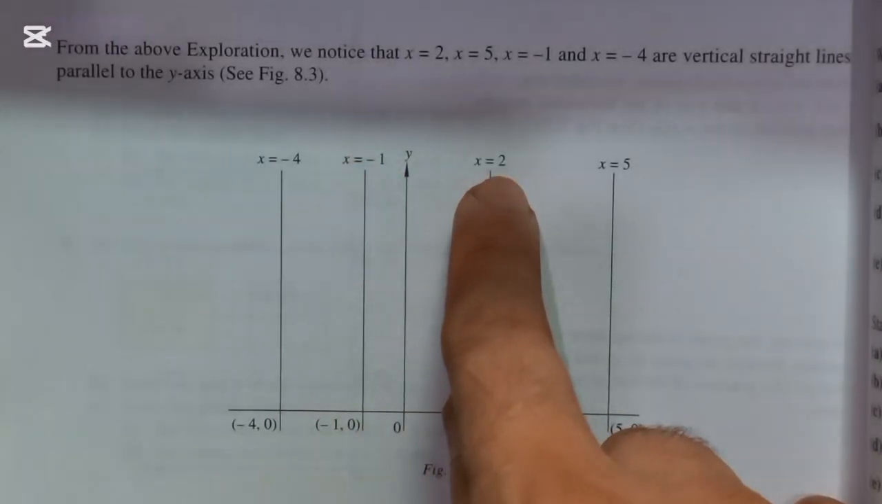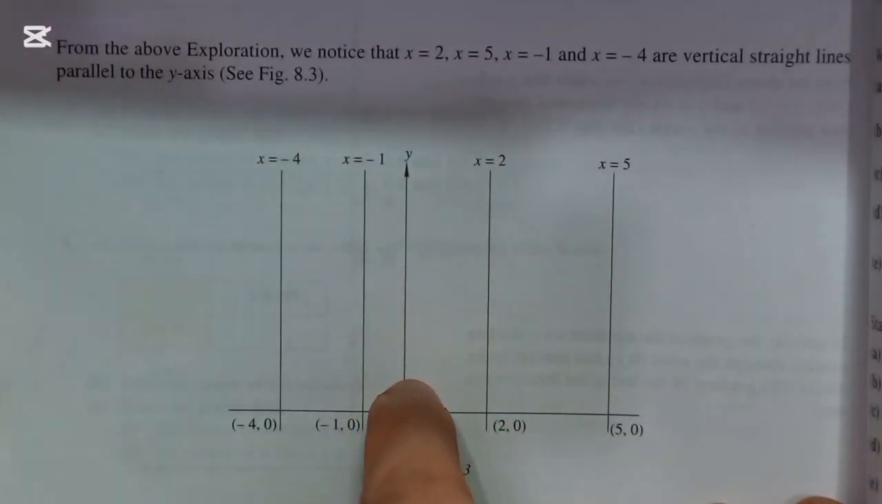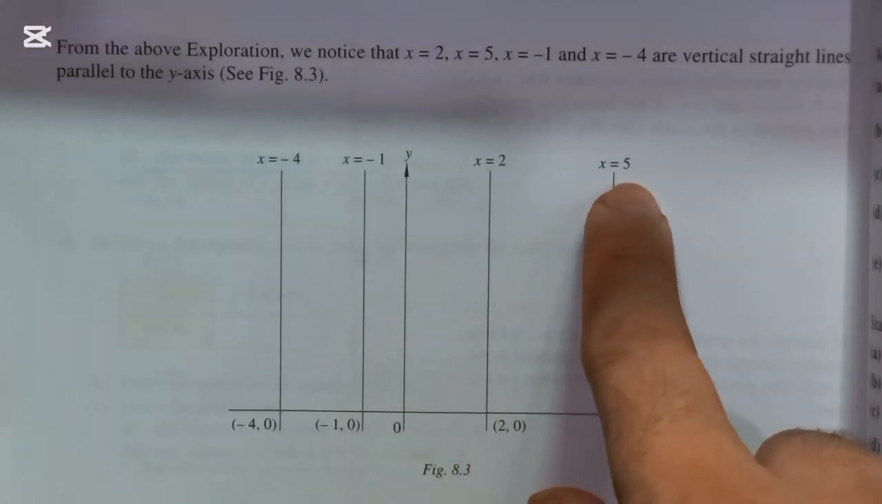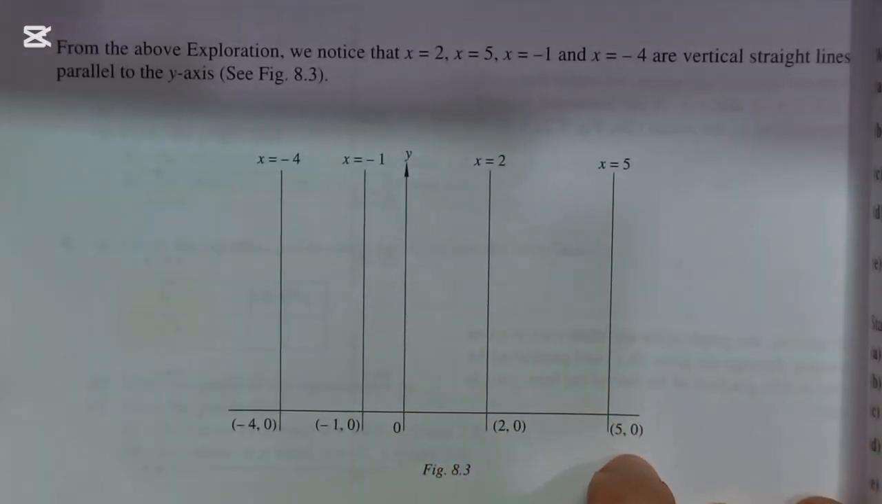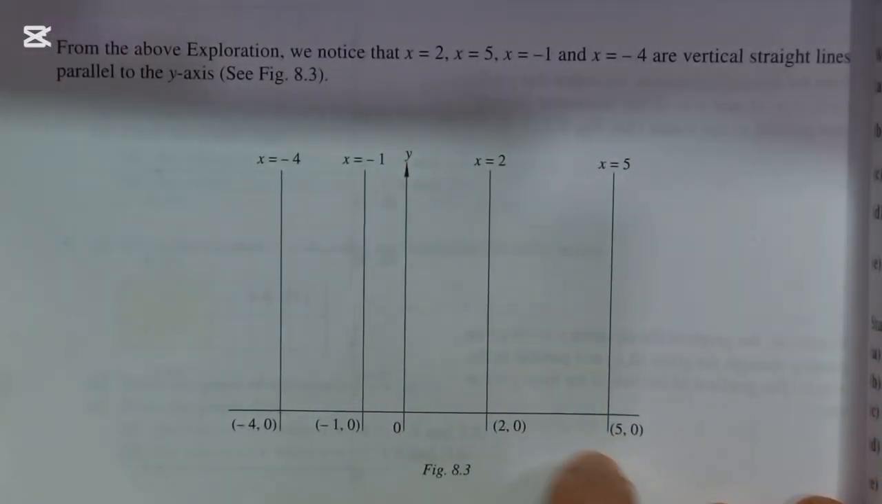the y-axis. Likewise, x is equal to 2 will pass through the point (2, 0). With the help of a scale, you will draw a vertical line that is parallel to the y-axis. Likewise, you will draw the graph of x is equal to 5 that will pass through the point (5, 0). So you will draw a vertical line that will pass through the (5, 0) point, and that is parallel to the y-axis. So these are the graphs of the x is equal to a form.